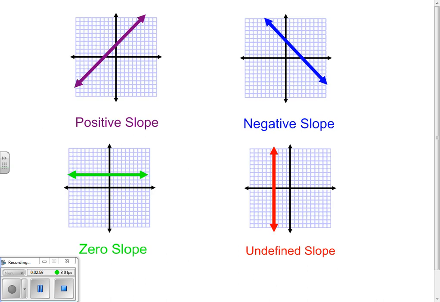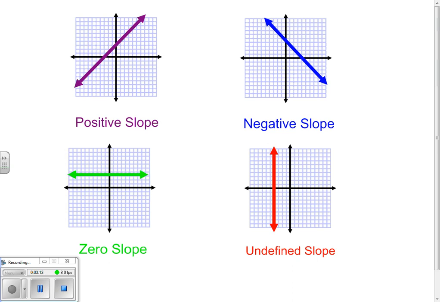There are 4 pictures there for you to see. Positive slopes, like the one in the upper left-hand corner, go up from left to right. If you start on the left side of that graph and you trace the line, you're tracing upwards. Negative slopes are the complete opposite. They go down from left to right, like the one in blue.